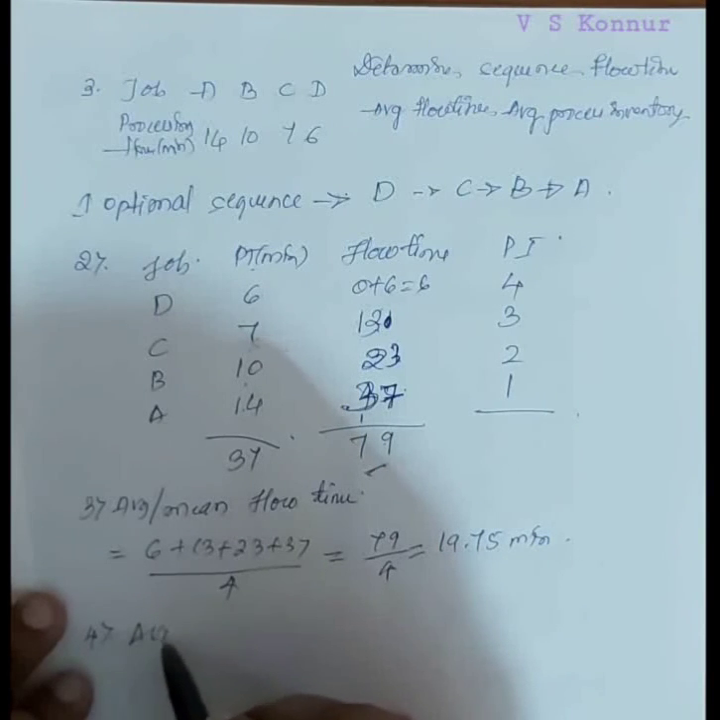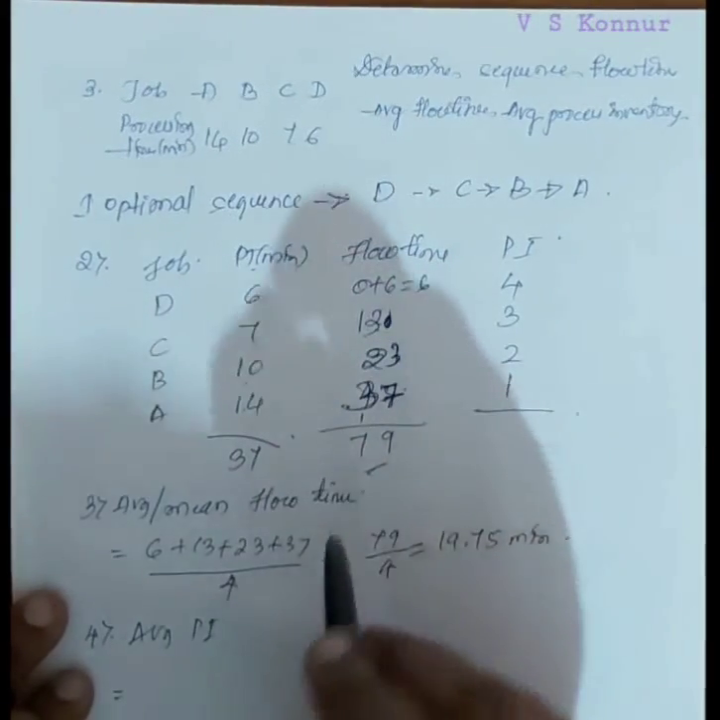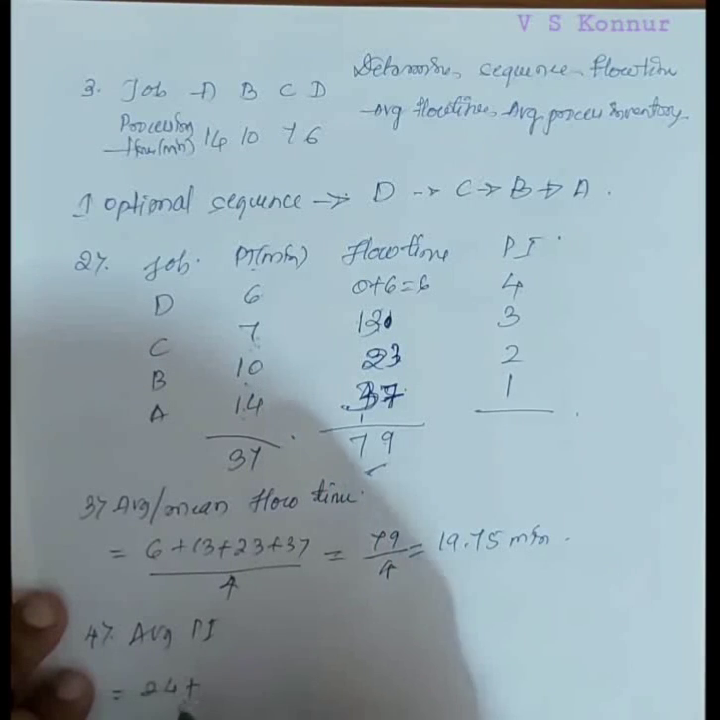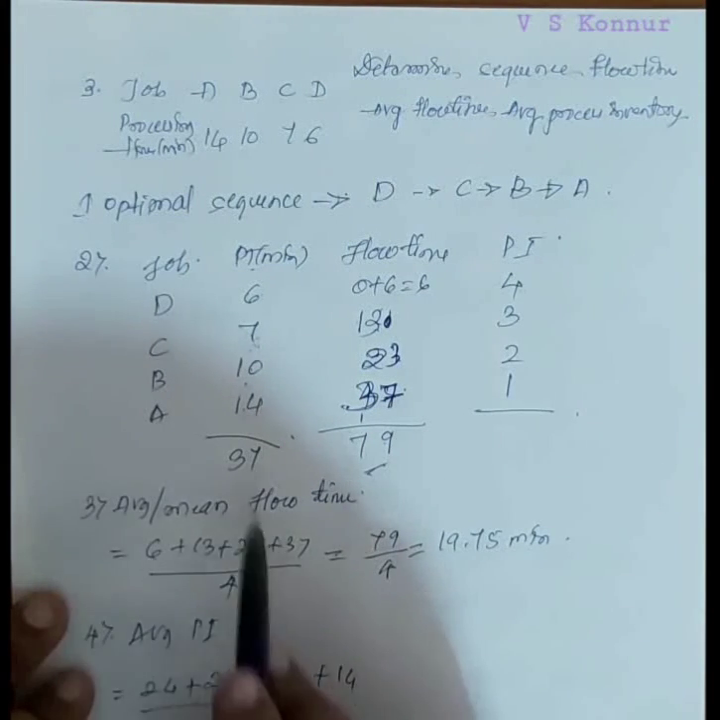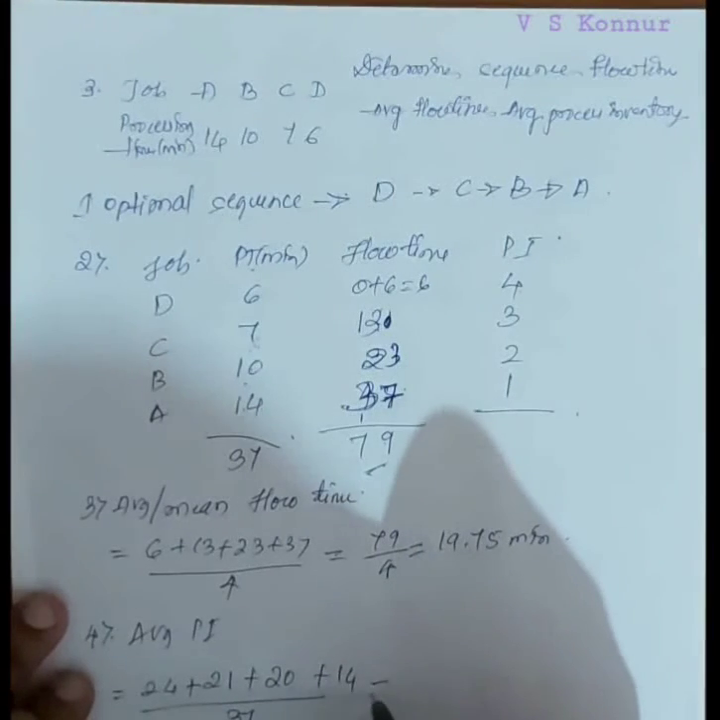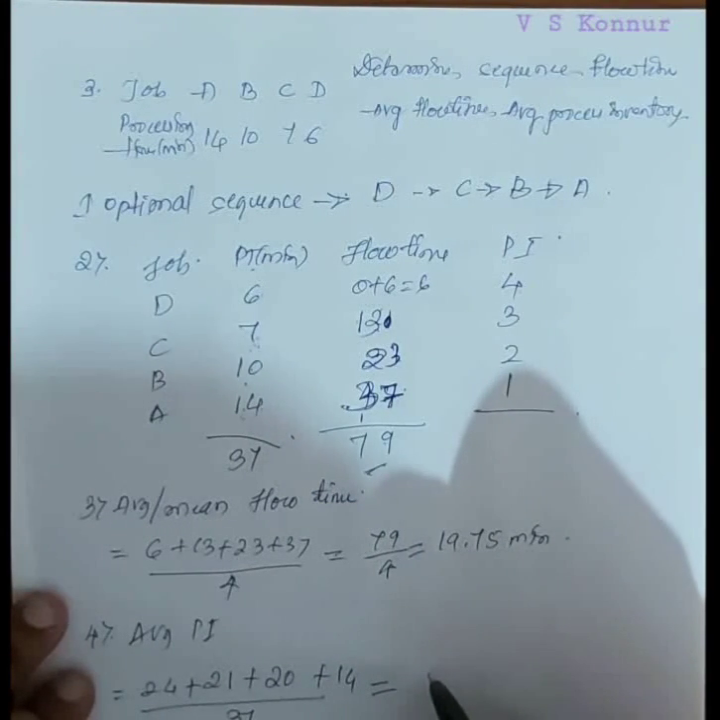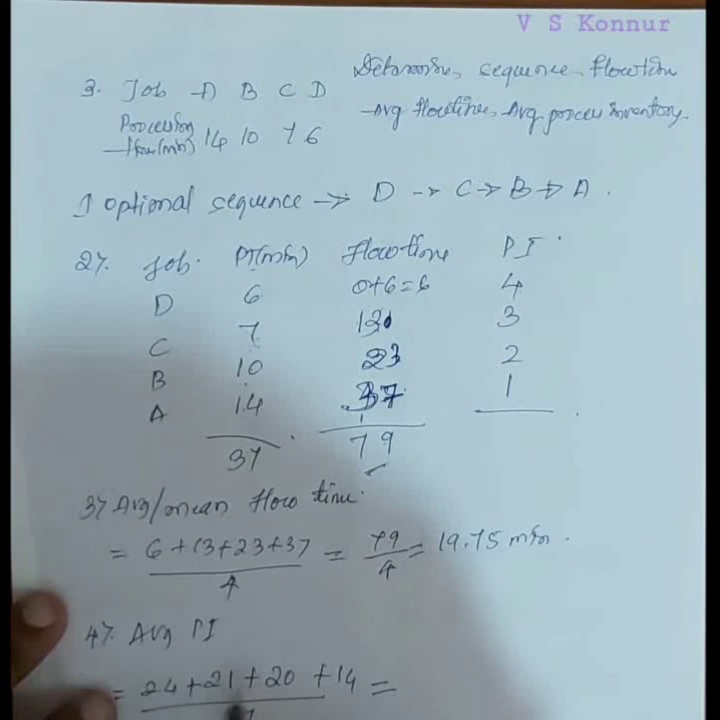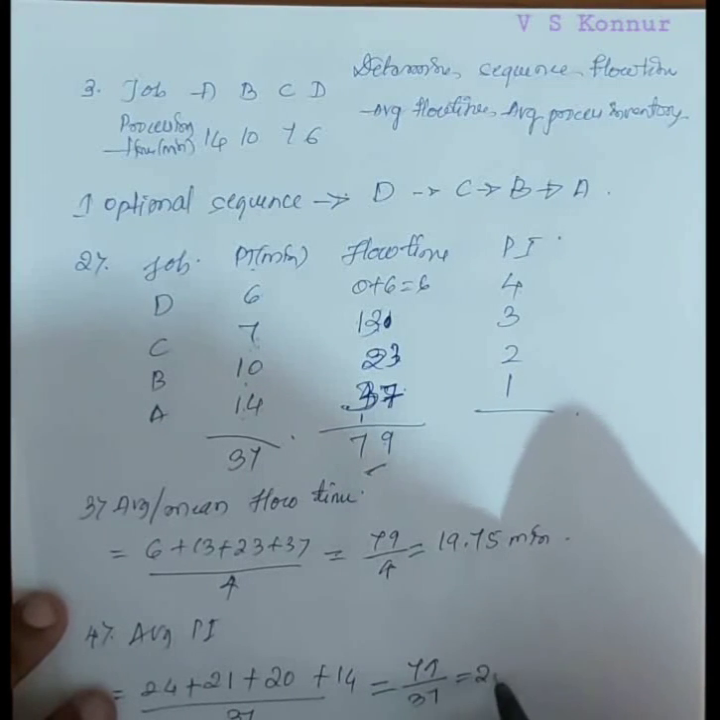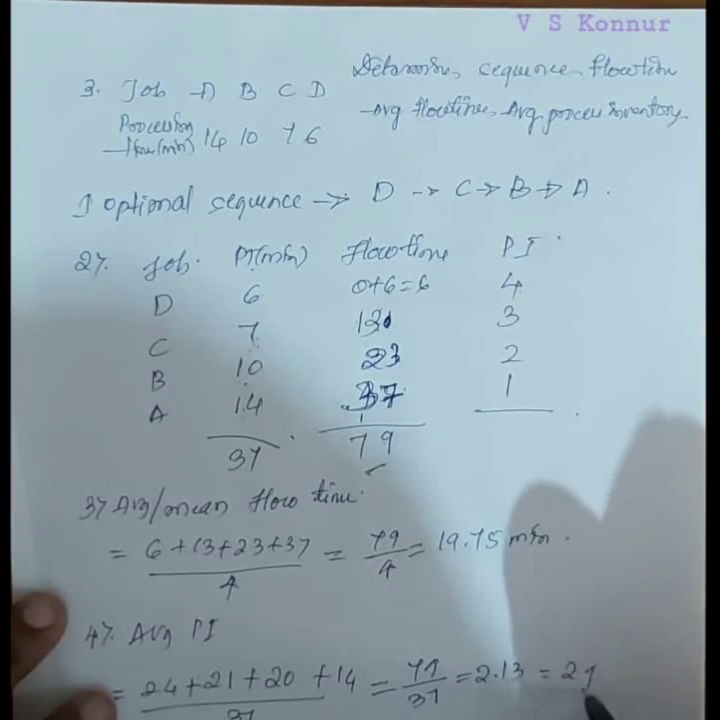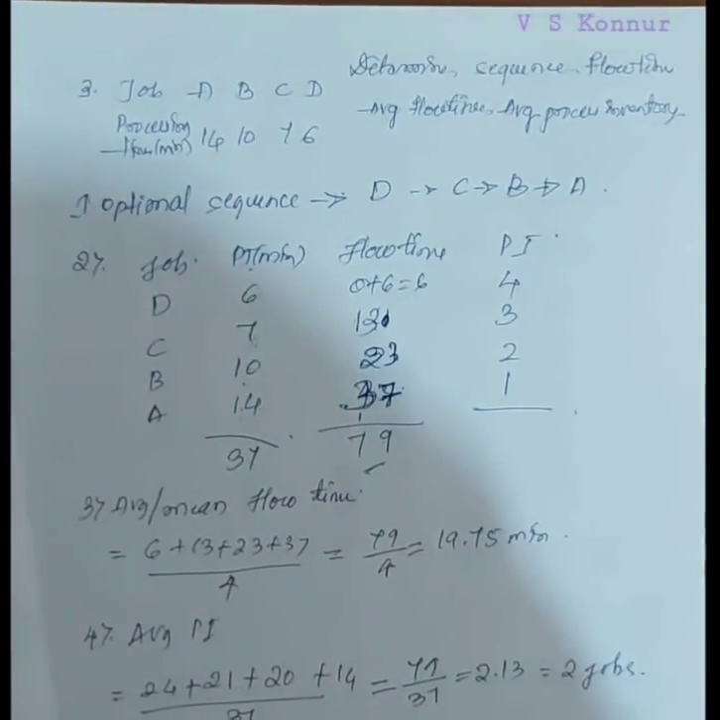Next we have to calculate the fourth one, average process inventory. It is calculated by 4 into 6, 24, plus 3 into 7, 21, plus 10 into 2, 20, plus 14 into 1, 14, divided by total processing time 37. So that is 79 divided by 37. We will get around 2.13. So we have to consider it as 2 jobs. So this is how to solve n jobs, m machine.